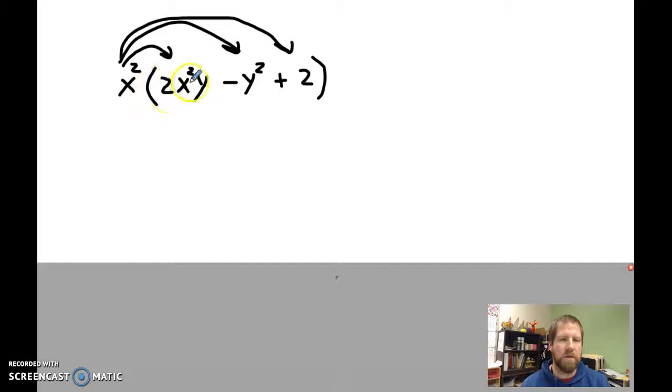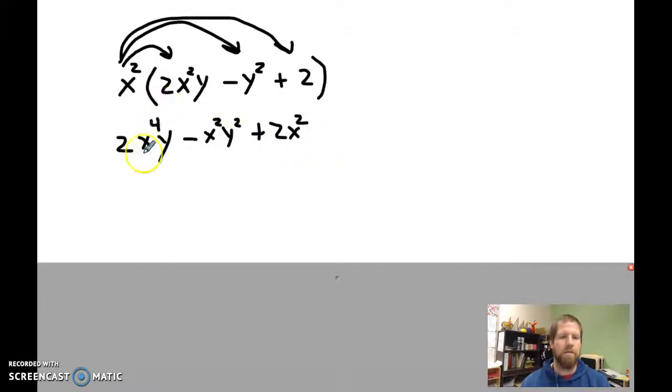X squared times 2x squared y. Well, the 2 stays. I don't have anything I'm multiplying it by. X squared times x squared is now going to be x to the 4th. And then I have my y that comes down. I have a negative y squared. X squared times negative y squared is just negative x squared y squared. I just slip it in there. Okay, and then plus 2 x squared times 2 is just going to be 2x squared.